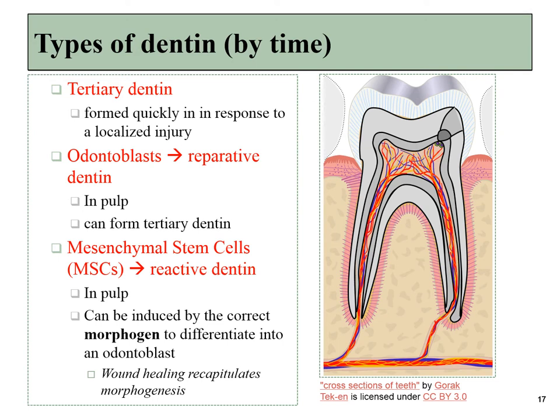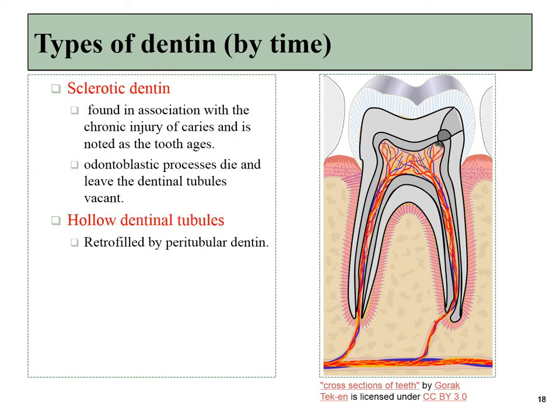Tertiary dentin is made in response to an acute injury in a localized area of the tooth. Sclerotic dentin, on the other hand, is produced in response to a chronic injury. For instance, with untreated periodontitis, we get chronic inflammation. That chronic inflammatory response prevents odontoblasts from doing the job that they really want to do, and instead they do something that's more similar to scar tissue formation.